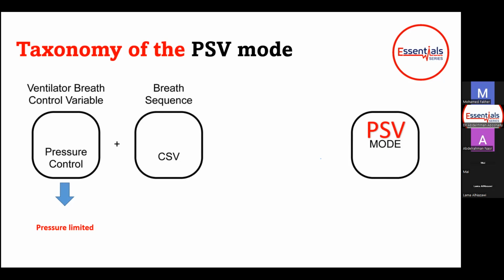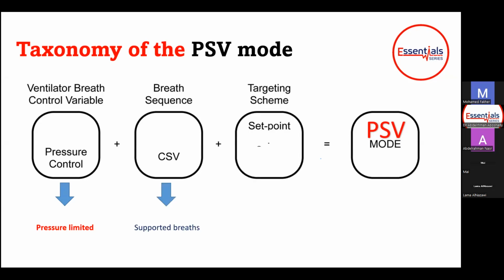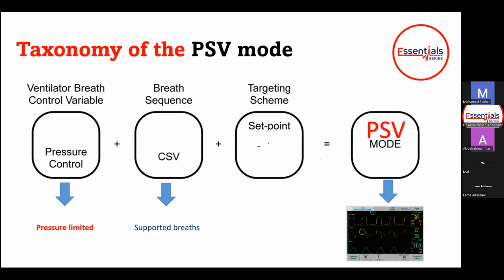What about the breath sequence? Can the pressure support ventilation mode give any mandatory breath? No. So it's a continuous, spontaneous ventilation. What about the targeting scheme? As we said, it's a set point. We set the pressure support and the expiratory trigger sensitivity and the rise time. So we have a set point for the limit and the control variable. That's how we classify a pressure support ventilation mode.